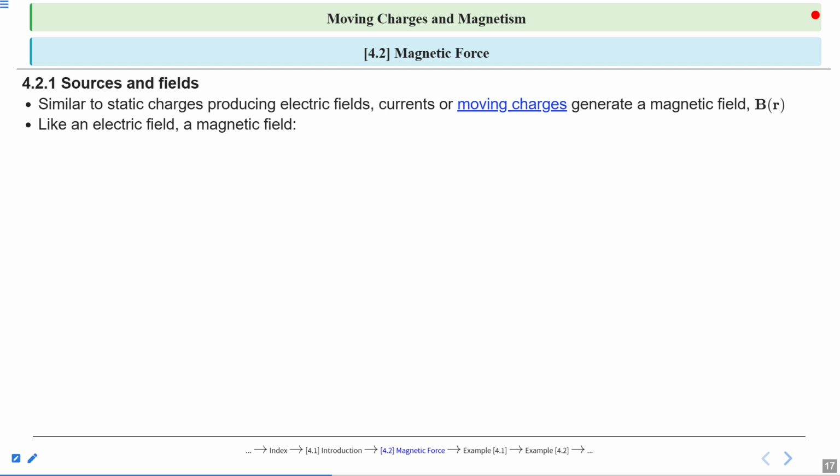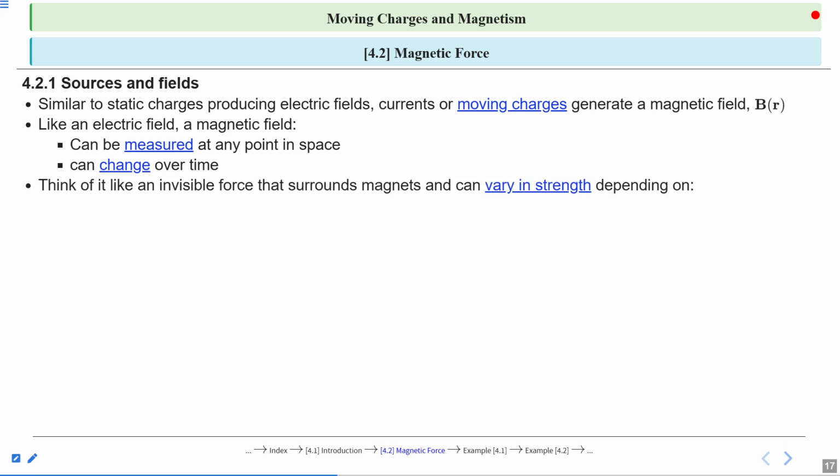Like an electric field, a magnetic field can be measured at any point in space and can change over time also. Think of it like an invisible force that surrounds magnets and can vary in strength depending on where you measure it and when you measure it.